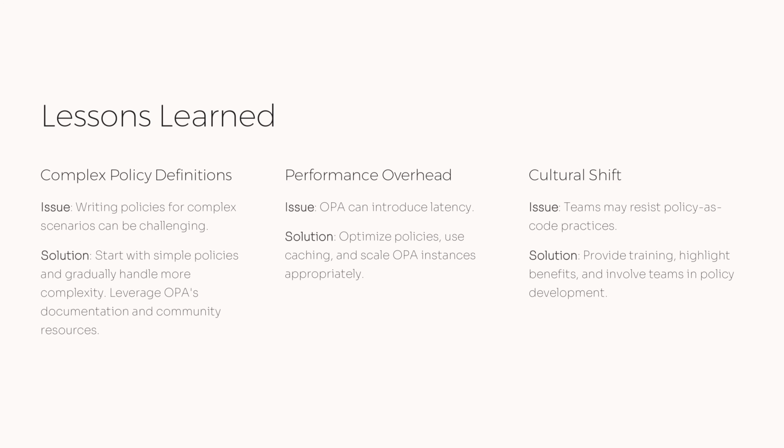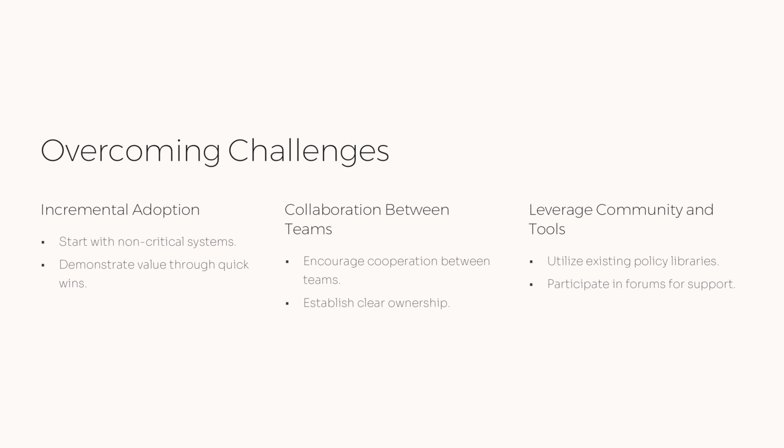Addressing this involves providing training, emphasizing the benefits, and involving teams in the policy development process to foster a more accepting and participatory environment. In this slide, we're focused on strategies to overcome challenges when adopting Open Policy Agent, OPA. Starting incrementally can be very effective. Begin with non-critical systems and aim for quick wins to demonstrate the tool's value.